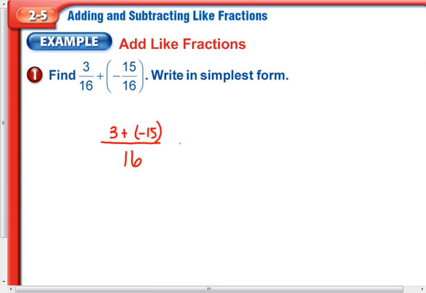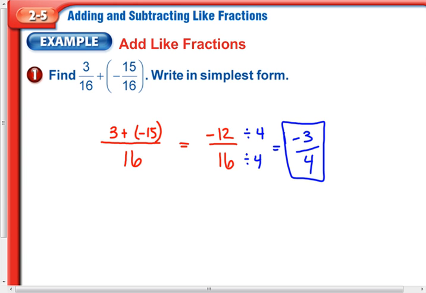Example 2, the like denominator is 9. We have a numerator of 2. Again, carry out your operations. We have 2 plus negative 8 giving us negative 6 over 9. This fraction can be reduced. 3 can go into the numerator and denominator. That's negative 2/3.